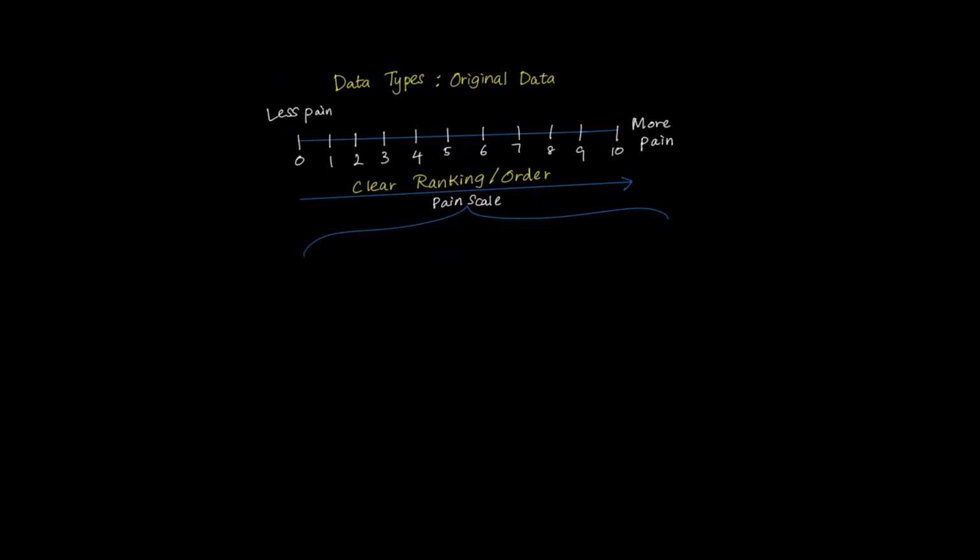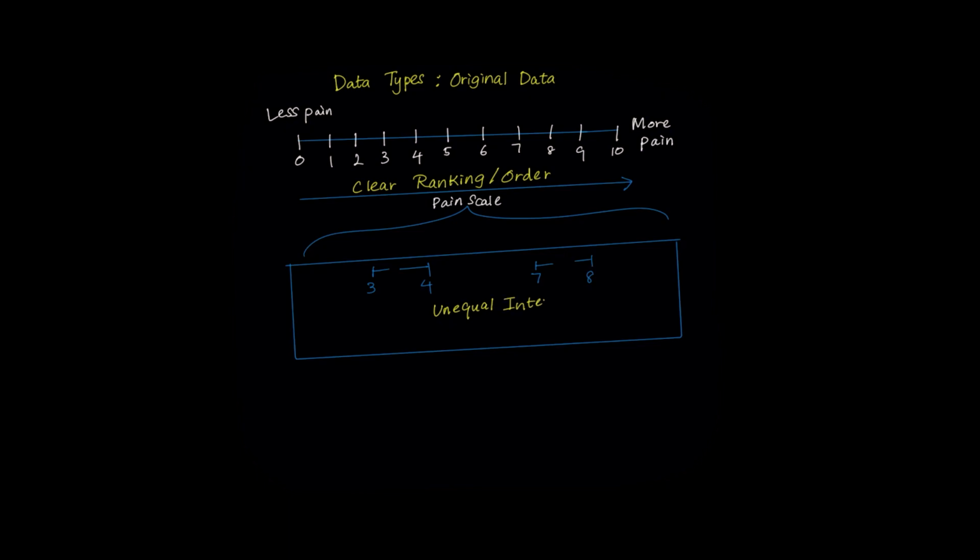However, and this is the crucial distinction, we can't say that the difference between a 3 and a 4 is exactly the same as the difference between a 7 and an 8. Pain is subjective. What feels like a 4 to one person might feel like a 6 to another, so the intervals between numbers aren't uniform or equal. This is what makes it ordinal, rather than interval or ratio data.